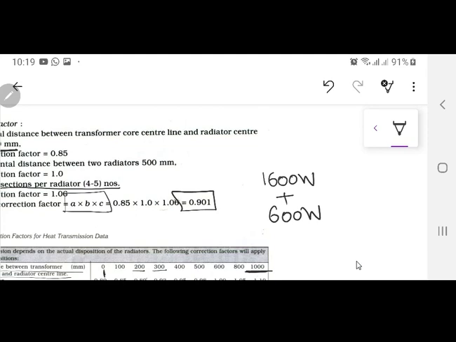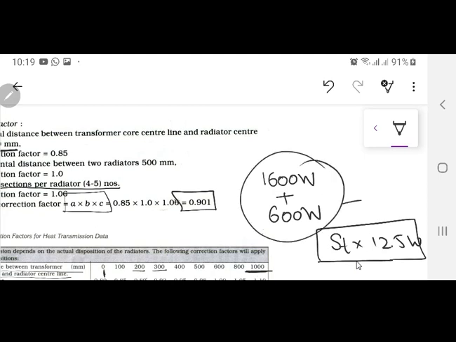The first thing you are going to do, find out ST multiplied by 12.5 watts per meter square per degree centigrade. This is the power your tank is dissipating, there will be no difference in that. So subtract this power from the total, and the power that remains has to be dissipated from the pressed steel radiator.